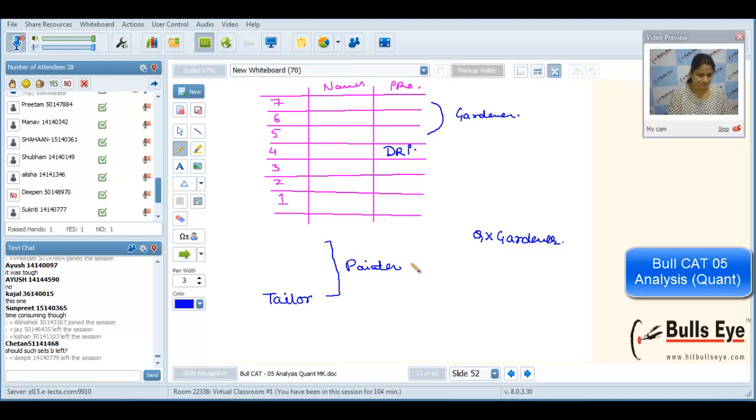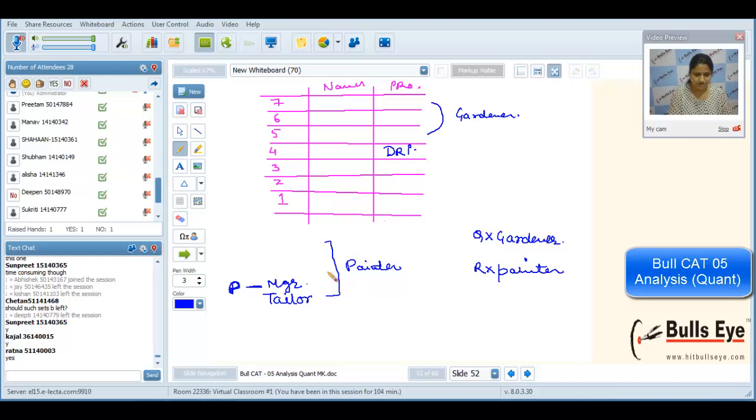Now the next thing, P, the manager, lives on the floor immediately above the floor on which the tailor lives. Immediately above the tailor, there should be manager. And who is manager? He is P. I am clubbing all these hints. And R is not the painter.